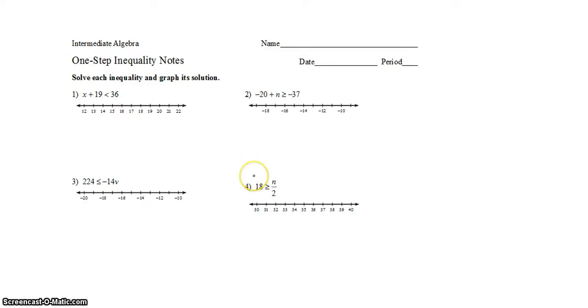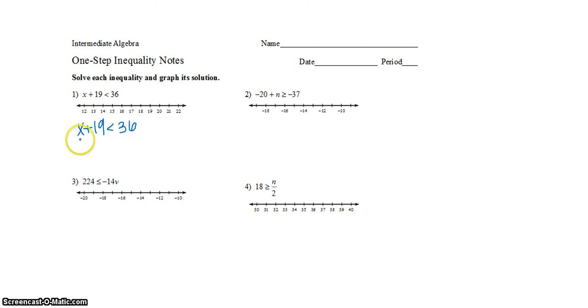Okay, guys, I wanted to go over a couple examples with you on how to solve your one-step inequalities. When you are solving these, you're going to do it just like you did with equations. So we're looking to undo whatever operation is happening. So on the first one, we have x plus 19 is less than 36.